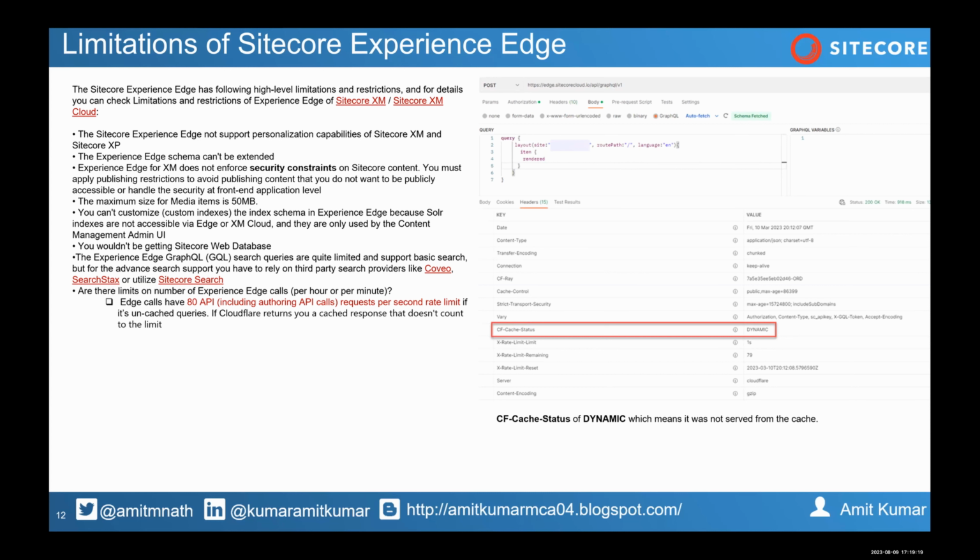So in those cases, you cannot implement a security constraint and you need to find an alternate way to implement security in the head application. Like you can have some sort of group, which you are getting from your third party IAM system, and you can check in the data if the user belongs to this group, then show this. So those types of logic you need to implement in the head application, not in the Sitecore side. And also the maximum size of a media item is 50 MB. You cannot store a media item in Experience Edge which is more than 50 MB.